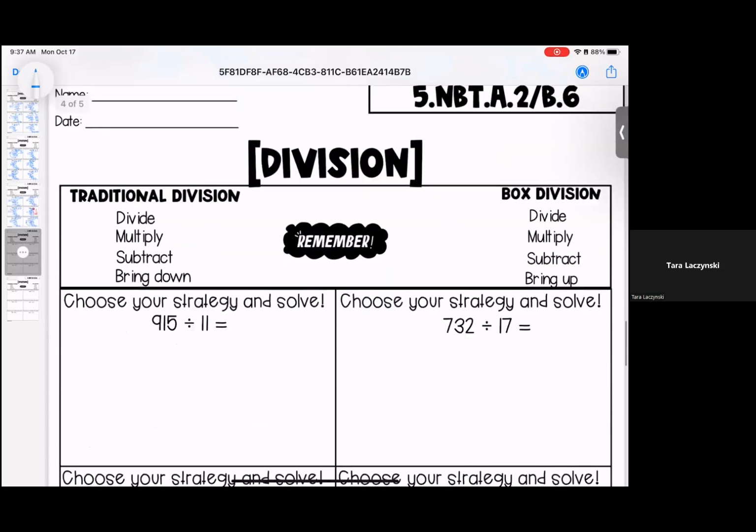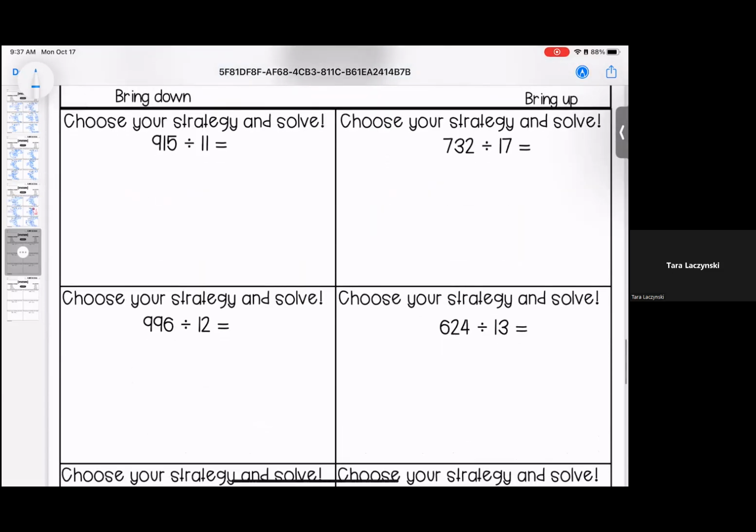All right, loves, 2 more pages. Here we go. We are up to 915 divided by 11. Make sure that you are taking the time to set your problem up correctly. 915 goes inside, divided by the 11 outside.